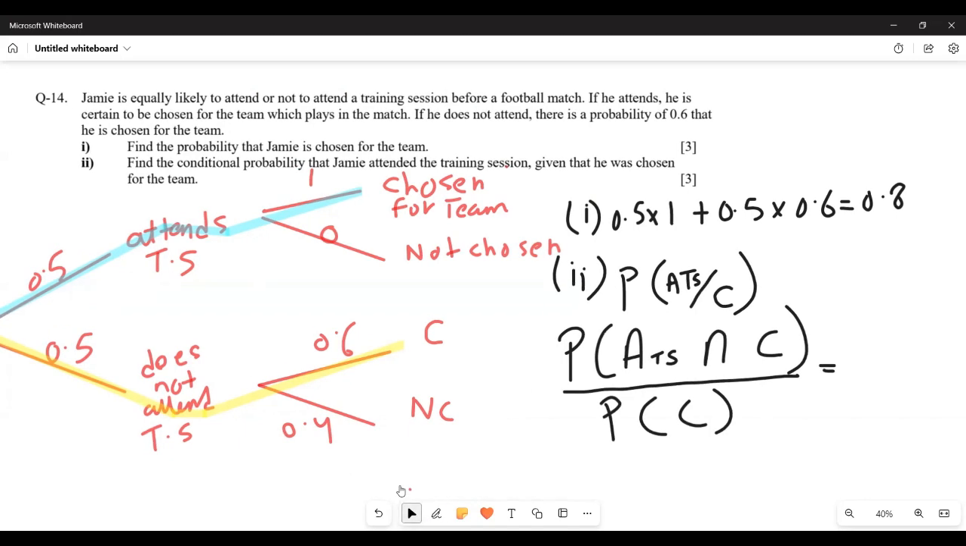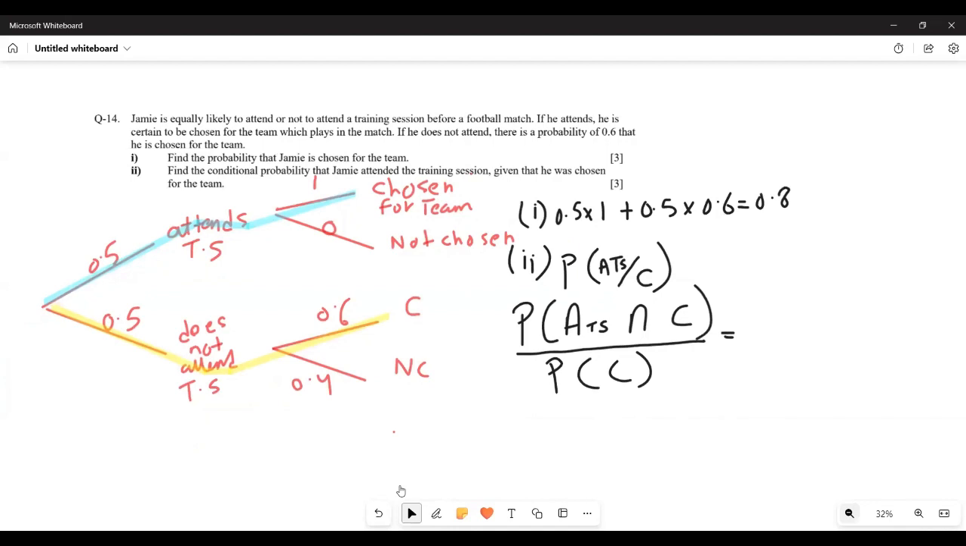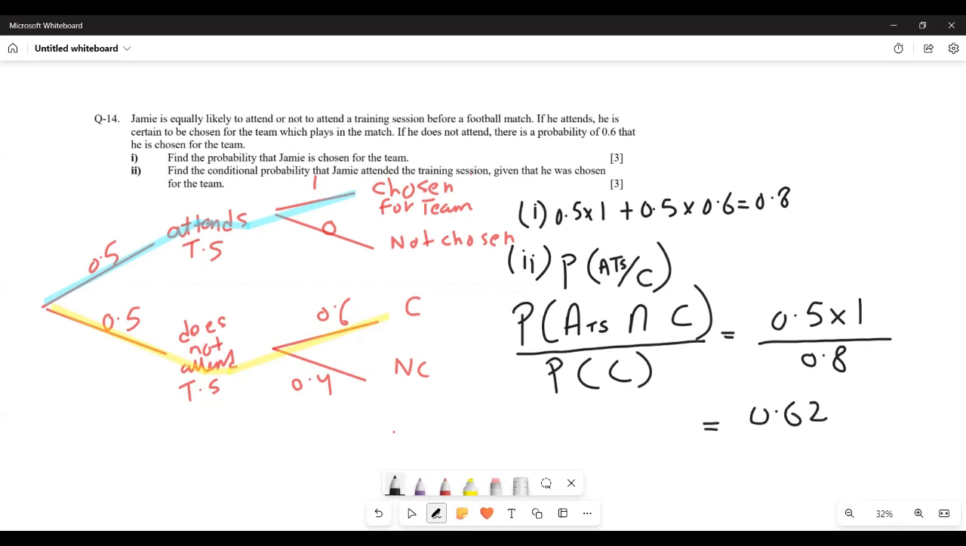Okay. So the numerator would be the blue line, 0.5 times 1, upon the probability he gets chosen for the team. We've already found that in part 1. That is 0.8. So this would come out to be 0.625. Any questions here?